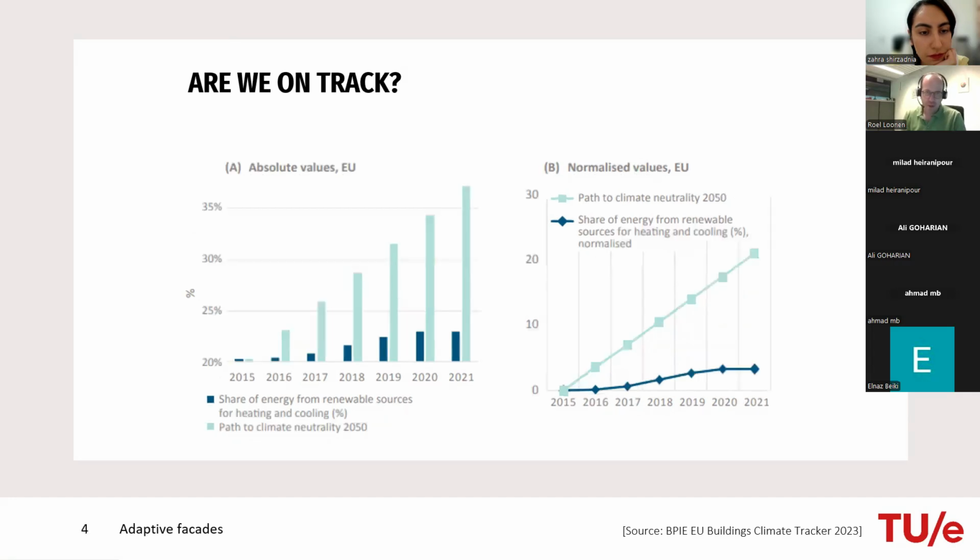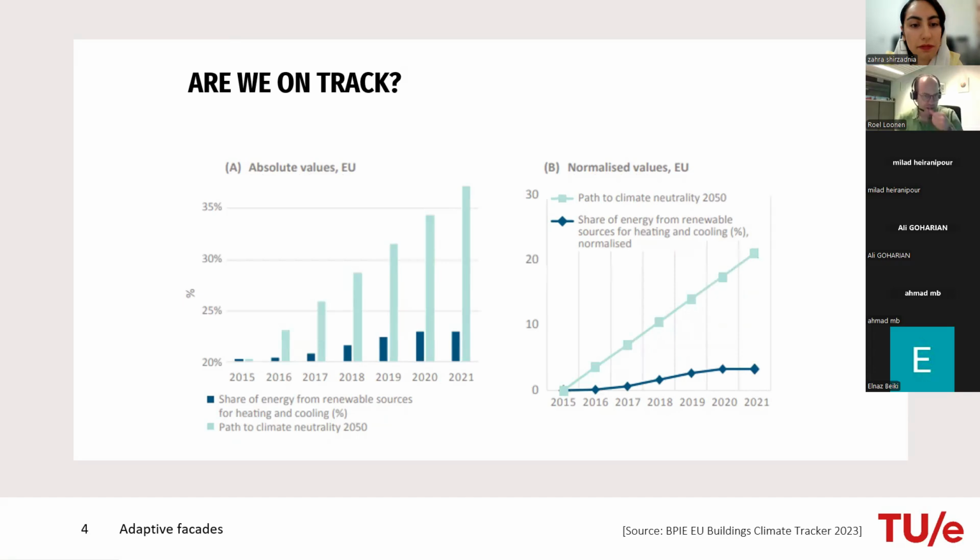However, when we look at the share of renewables for heating and cooling, then we really see that there is a huge gap, and a real call for better organizing, on the one hand, reductions in energy consumption, on the other hand, increasing the amount of renewables.